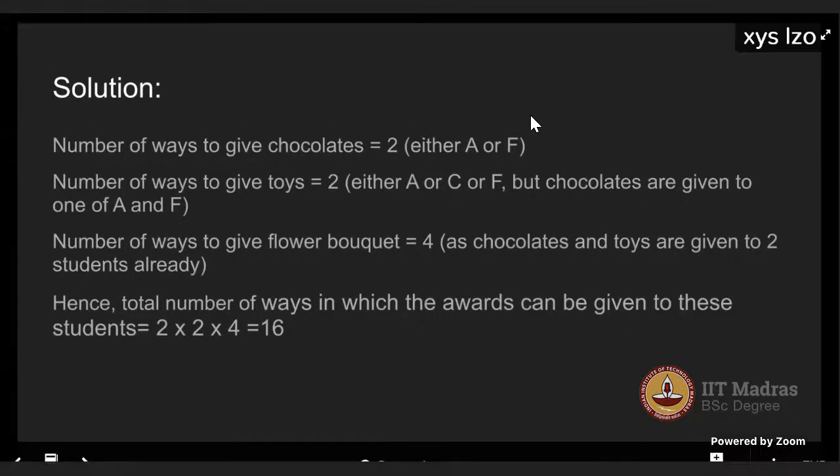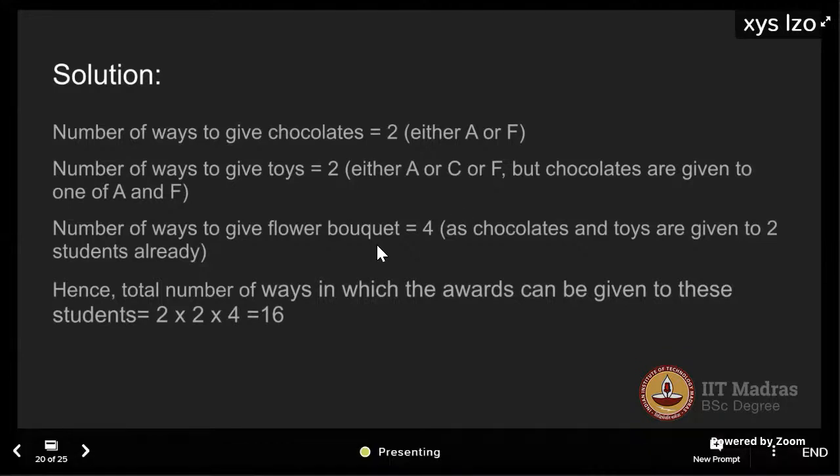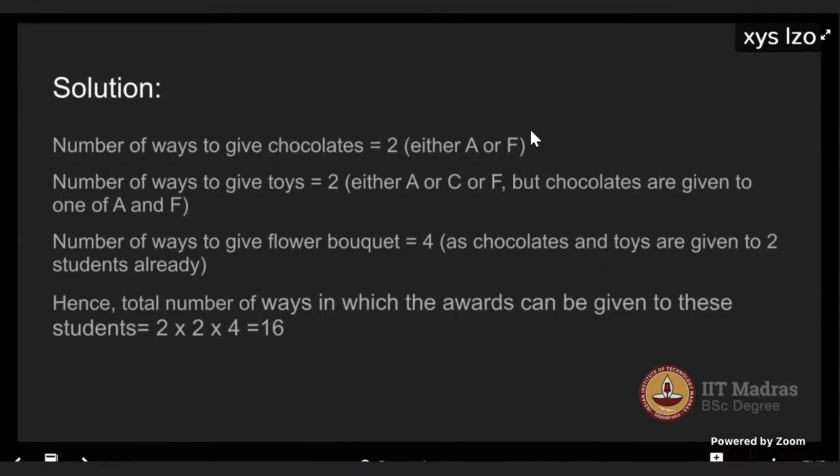Any doubt in this, or shall we proceed? Sir, can you tell how these two came here? Is the two denoting a person or an award? Okay, so you have 6 students, right? A, B, C, D, E, and F.